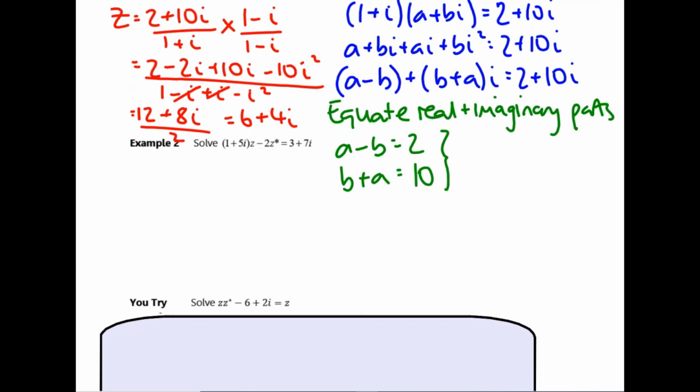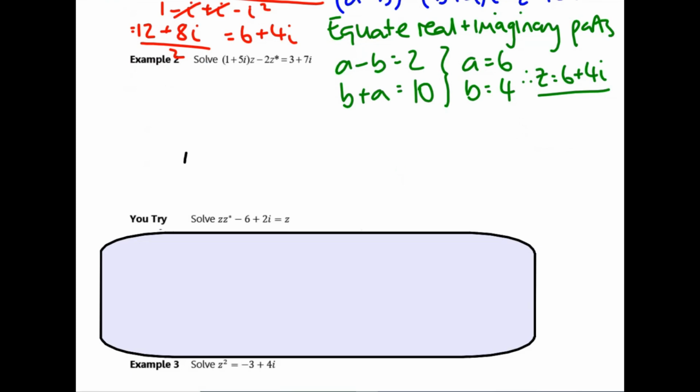So if I add these equations together, I'll get 2a equals 12 and a equals 6. And if I put a is 6 into either of these, I can work out that b is 4. That tells me that z is 6 plus 4i, exactly the same as we got from the first method. But we can use this method to solve example 2.